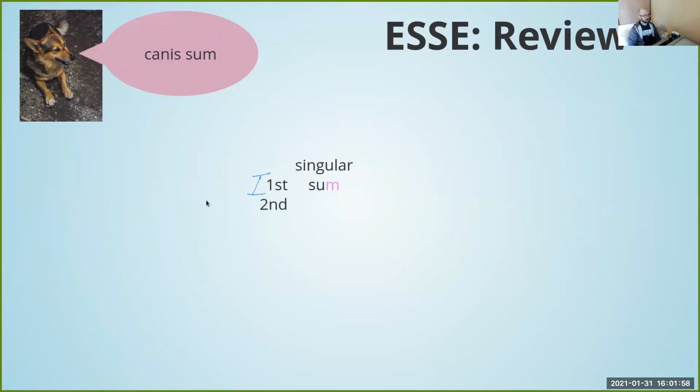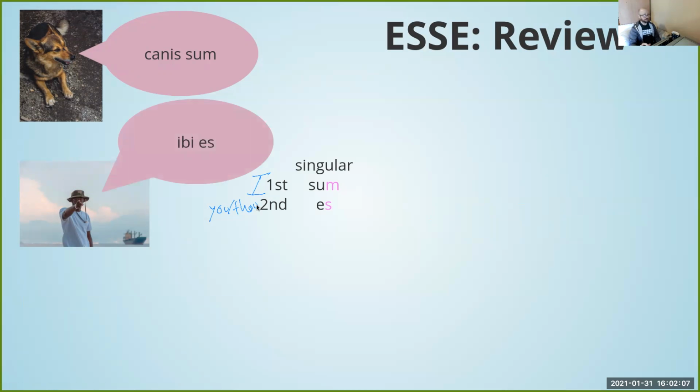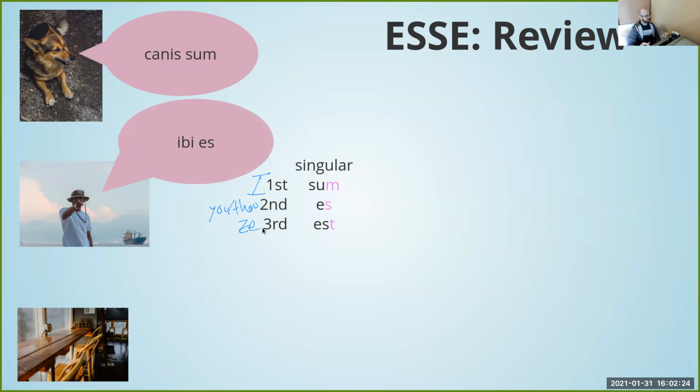Second person, again, that is you or thou, es. So es, you are there. This person is saying, pointing to me, pointing to you, es, you are there. Third person, that is our t ending. And we could say, mensa est vacua. The table is empty. Est for is.